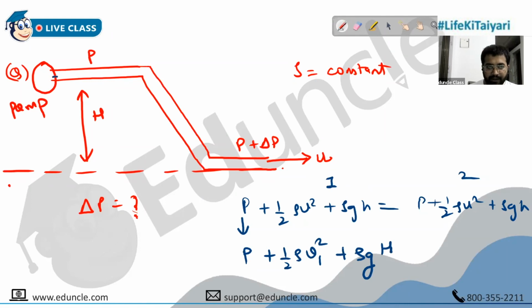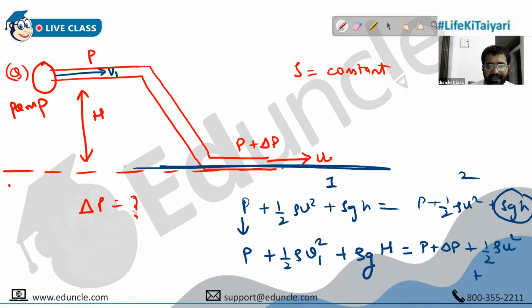Now, no, sir, I'm saying that the velocity here is v1. We don't know the value of v1. I've just said that the velocity is v1. This is equal to pressure in the second case. They have given us P plus delta p. Have a look. Plus half rho, velocity they have given us u square. Plus now this is potential energy. This is along the ground. So this is 0. Any questions, anyone? Good.